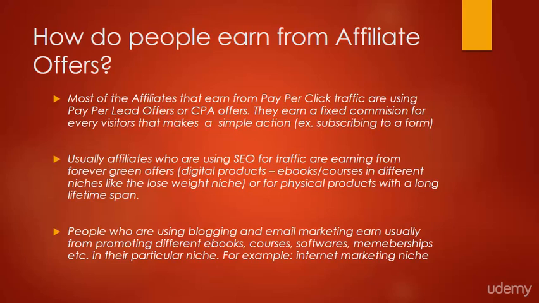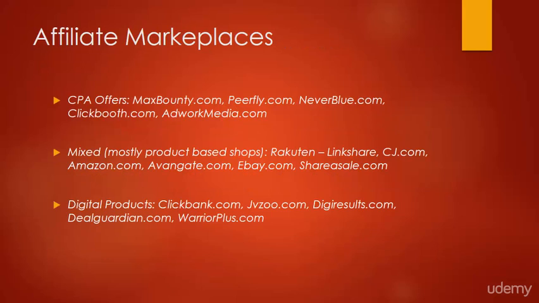Then there are people who are using blogging and email marketing, and they earn usually from promoting different ebooks, courses, but also software, memberships, and different other types of products in that particular niche in which they are building their blog and email list. For example, a lot of people are using this in the internet marketing niche, where people are usually almost every single day launching a new software, a new product, and they create momentum and hype to get sales and to launch a product for a couple of days, maybe weeks, and that's it. They go to the next product after that. So these are the main forms of earning money from affiliate offers.